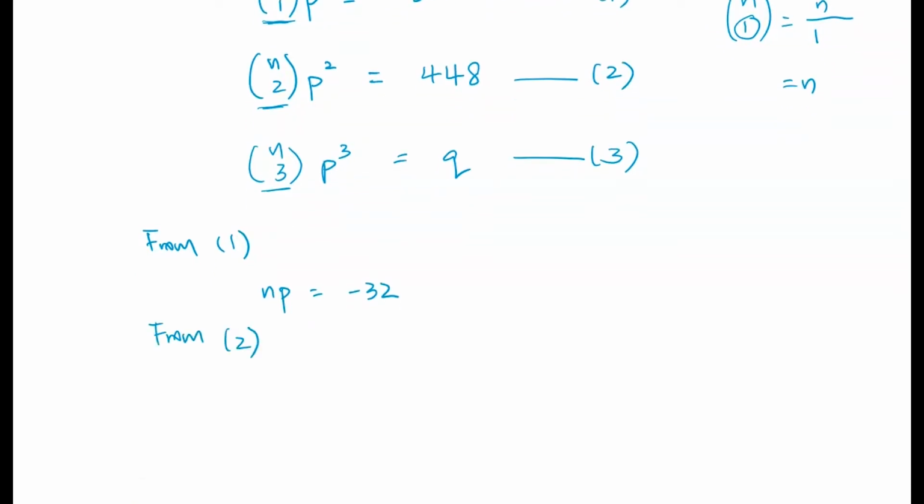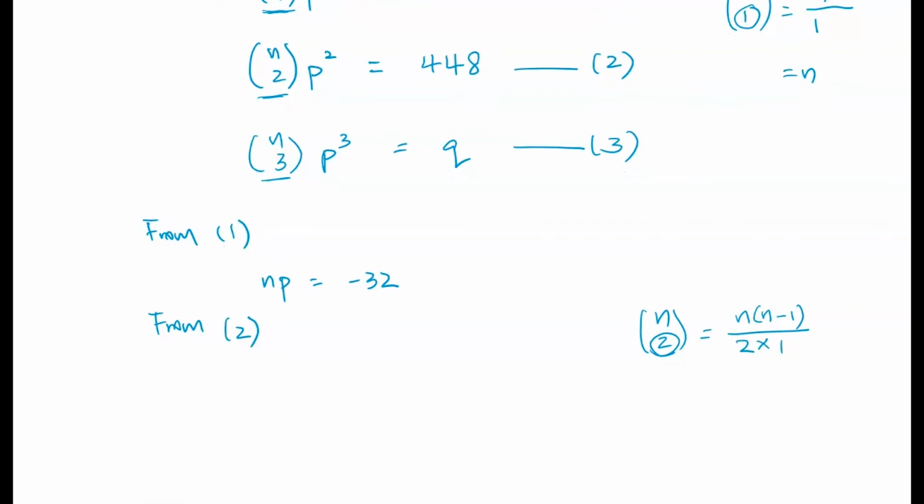From equation 2, n choose 2 requires more work. We write it as a fraction first, n over 2. But because this number is 2, there are going to be 2 factors. Therefore, the numerator is n times n minus 1, and the denominator is 2 times 1. Therefore, from equation 2, I have n times n minus 1 over 2 times 1, which is just 2, so let us just write it as 2, and times p squared equals 448.